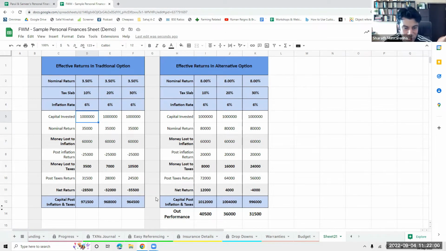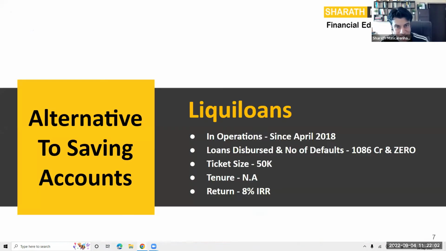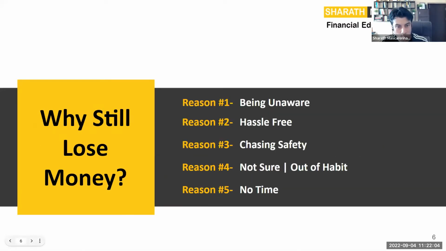Why? I don't know. So the few reasons that I've got here for why people still keep money in banks and FDs are these simple reasons, right? First of all, we are not even aware of how much money we are actually losing to inflation and taxes. Yes, we understand taxes because that's only at the end of the year, but we don't understand how much inflation is costing us because, hey, I already have my capital.